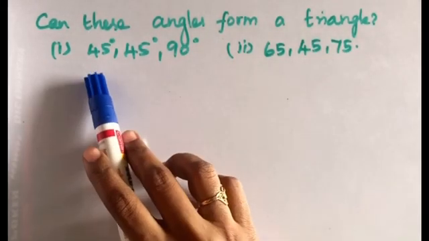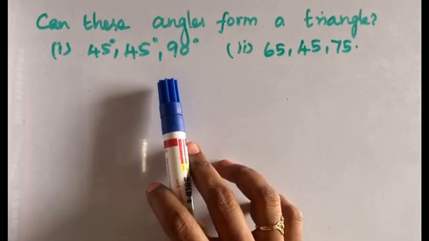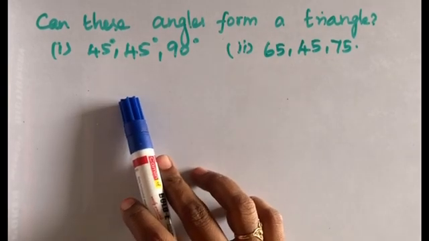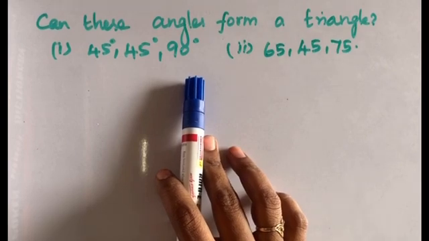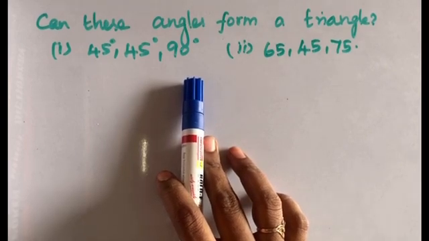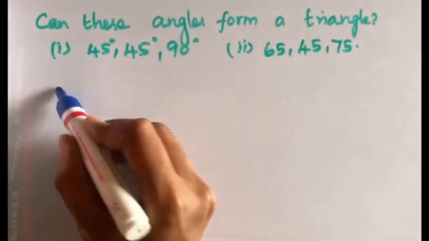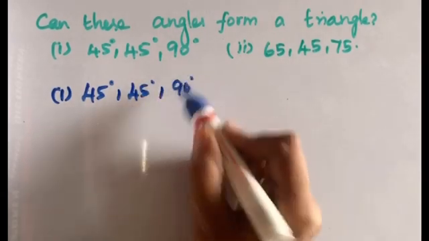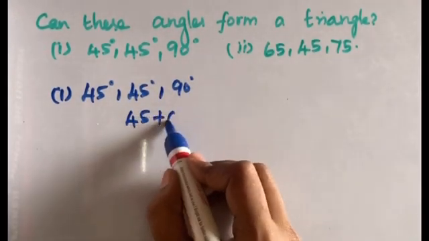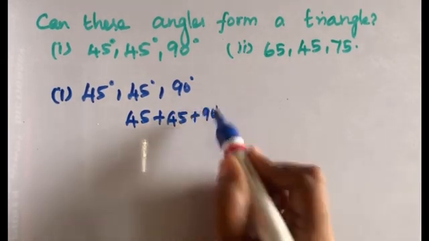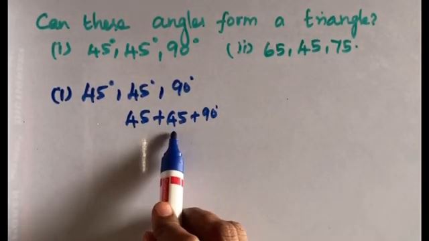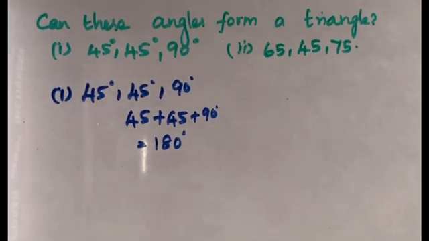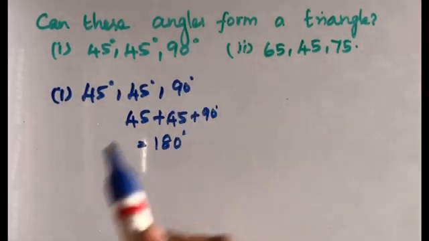If you add all the angles, how many angles does a triangle have? 3 angles, isn't it? So, if you add all the 3, you should get 180. Then you can tell these angles form a triangle. First condition, 45 degree, 45 degree and 90 degree. Now you have to add 45 plus 45 plus 90. While adding this, 45 plus 45 is 90, 90 plus 90 is 180. So, these angles form a triangle.